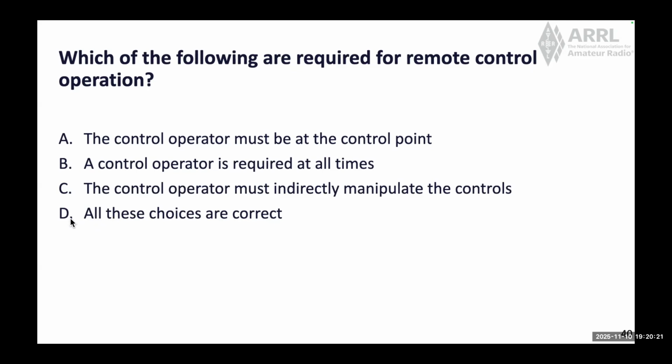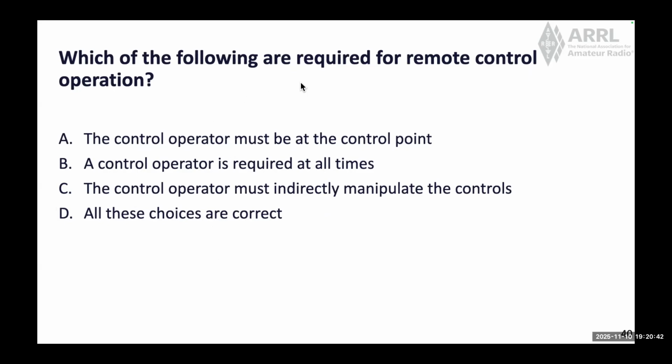Bravo. Yep, that one's correct. So is A, the control operator must be at the control point. And so is C, the control operator must indirectly manipulate the controls. So the answer would be D, all these choices are correct.